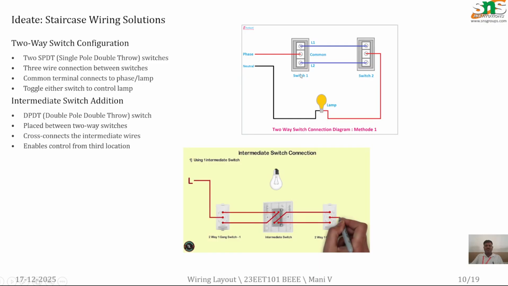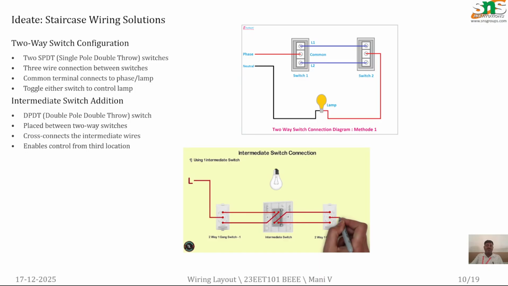In the two-way switch, this is the first switch and this is the second switch. If the two top terminals are connected, and the two bottom terminals are connected, this is called direct connection, direct linking. If the switch positions 1-1 or 2-2 are on, the lamp will glow. If either 1-2 or 2-1, the lamp will not glow. So this is the main concept of staircase wiring.